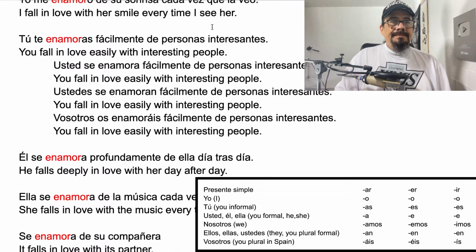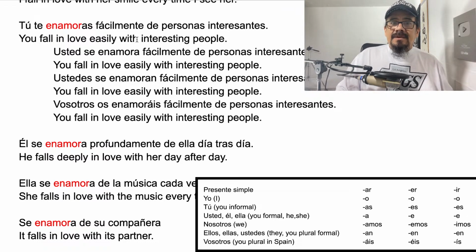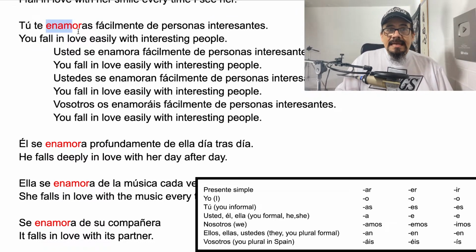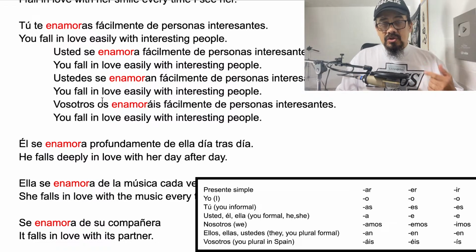Okay, so tú te enamoras fácilmente de personas interesantes. You fall in love easily with interesting people. Tú te enamoras. Usted se enamora fácilmente de personas interesantes. You fall in love easily with interesting people. Remember, tú when it's close relationship singular, and usted when it's formal singular, ustedes when it's plural, and vosotros Spain.